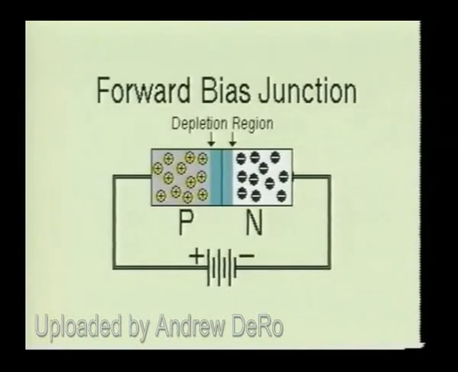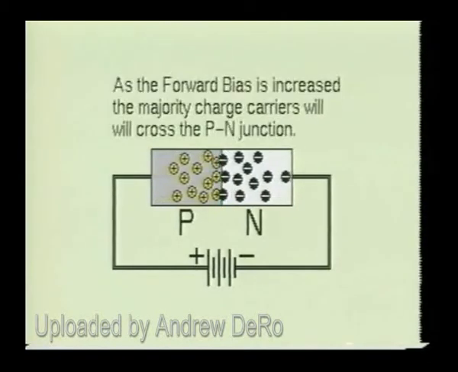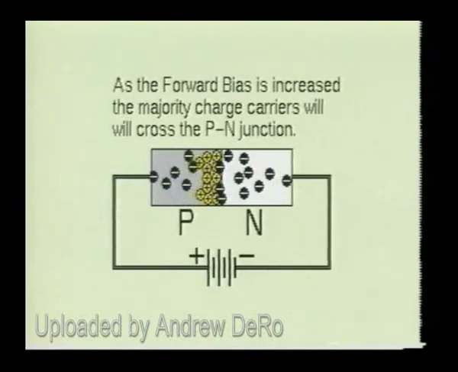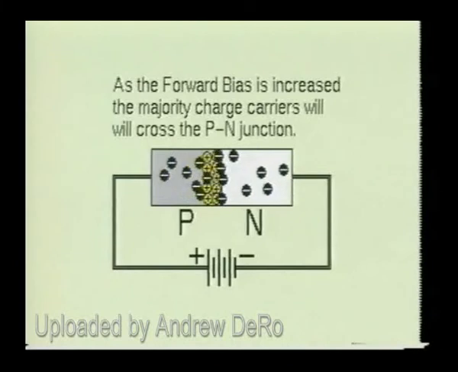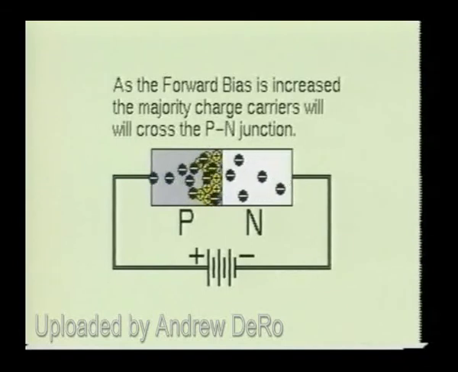When a positive bias is applied to the P material and a negative bias is applied to the N material of the semiconductor device, it causes the majority charge carriers to flow toward the PN junction. This is referred to as a forward biased PN junction. If enough bias voltage is applied to the device, it will cause the depletion region to disappear and allow current to flow through the device.